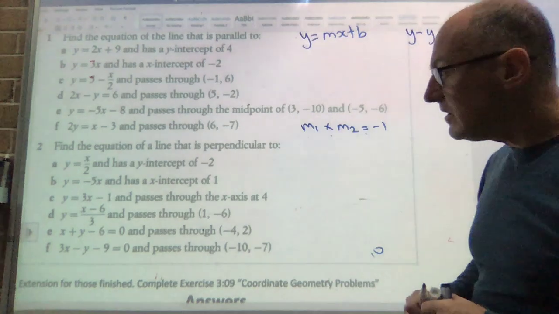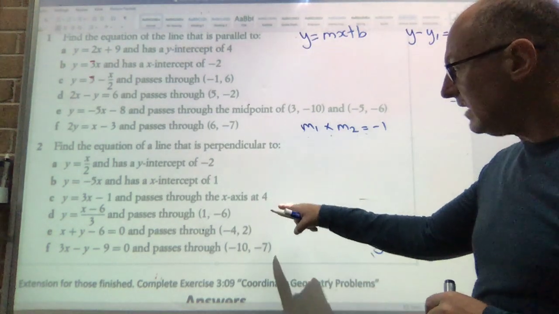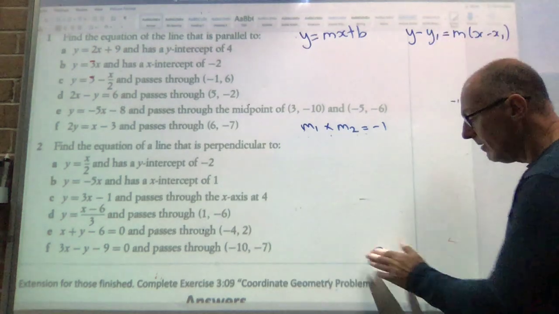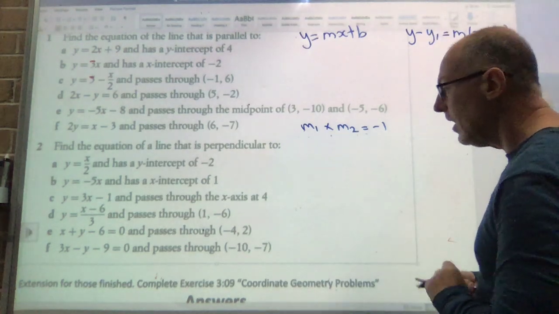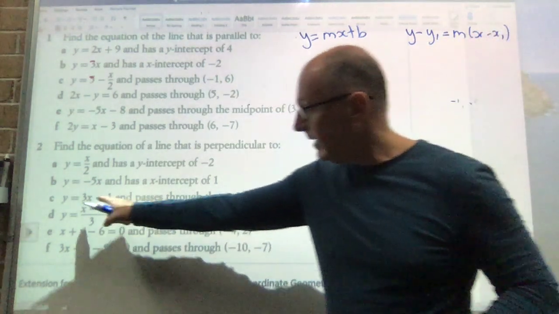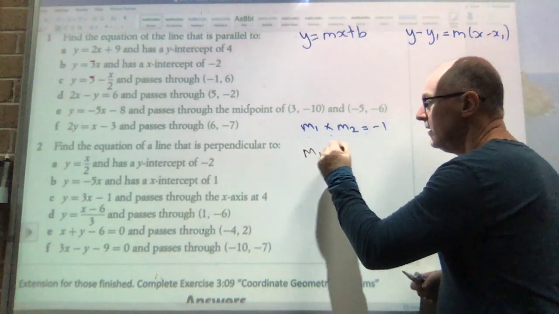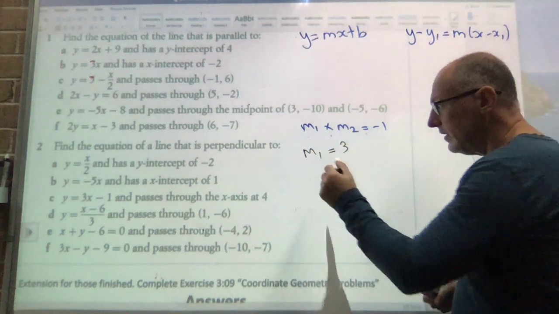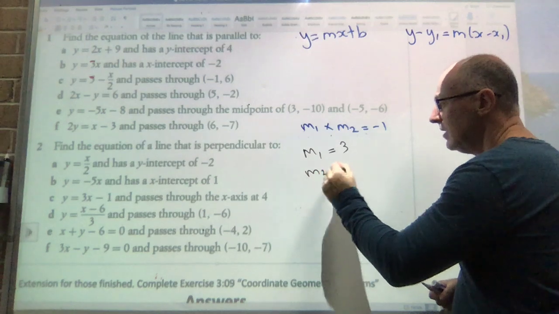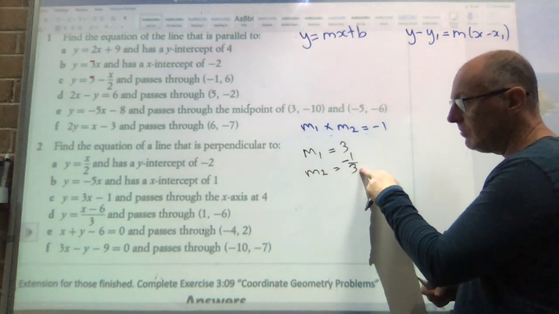Anyway, question C, y equals 3x minus 1 and passes through the x-axis at 4. Passes through the x-axis at 4. So there's a clue there. Firstly, we'll find the gradient. The original gradient is 3, so M1 equals 3. The inverse opposite, M2 equals -1/3. So the perpendicular gradient is -1/3.